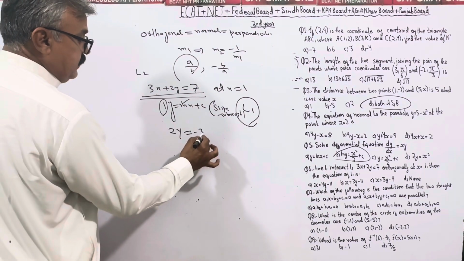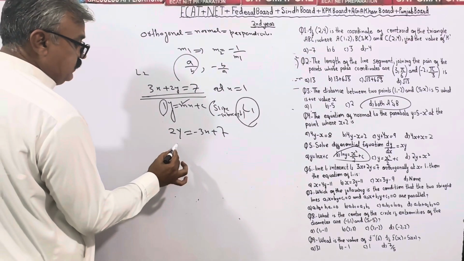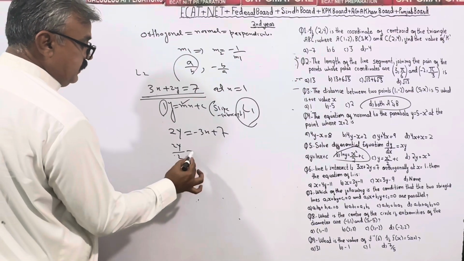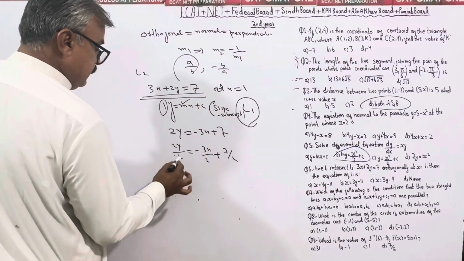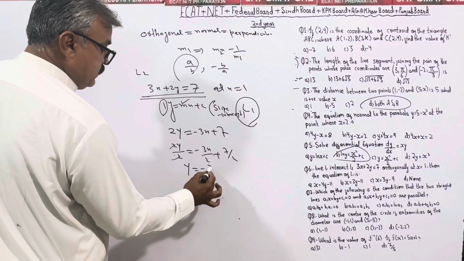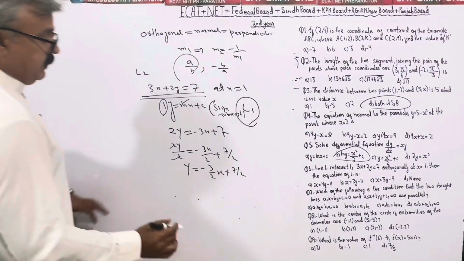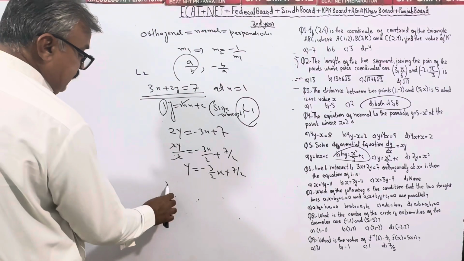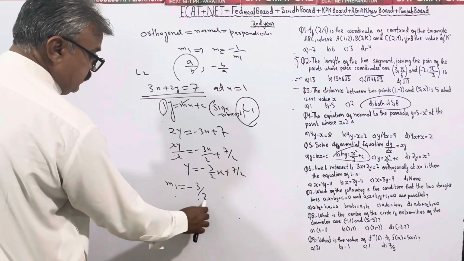Convert this equation into slope intercept form. 2y is equal to negative 3x plus 7. Make the coefficient of y 1 by dividing by 2. Overall, we have minus 3x over 2 plus 7 over 2. So y is minus 3 over 2 x plus 7 over 2. So the slope of this line, m1, is minus 3 over 2.